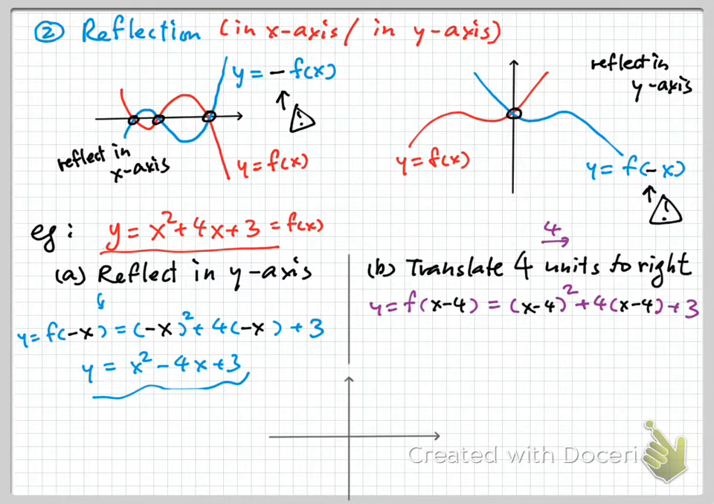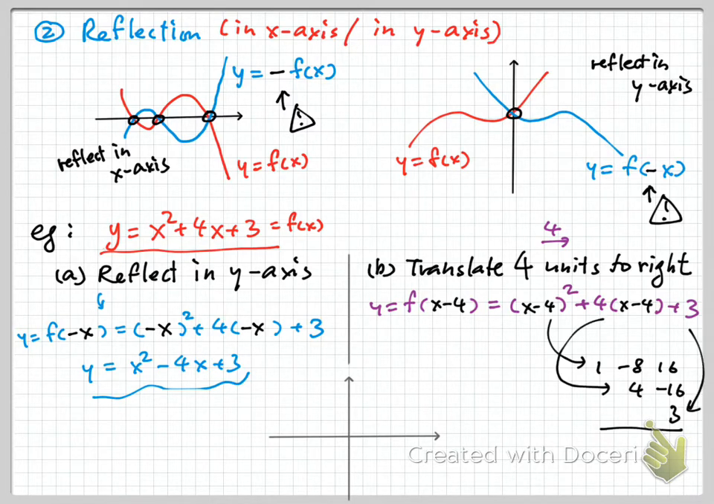Alright, so let me expand this one. The first one is x squared minus 8x plus 16. This is the first term. The second term will be 4x minus 16. This is the second term. Alright, and the third term is a 3. So add all of them together. The purple equation will be x squared minus 4x plus 3. Alright, so that is the purple answer.